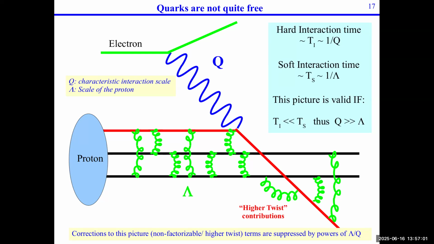And that's the factorizable picture that we get into. Okay, now when this energy starts to get not quite as high, we've got other corrections to worry about.